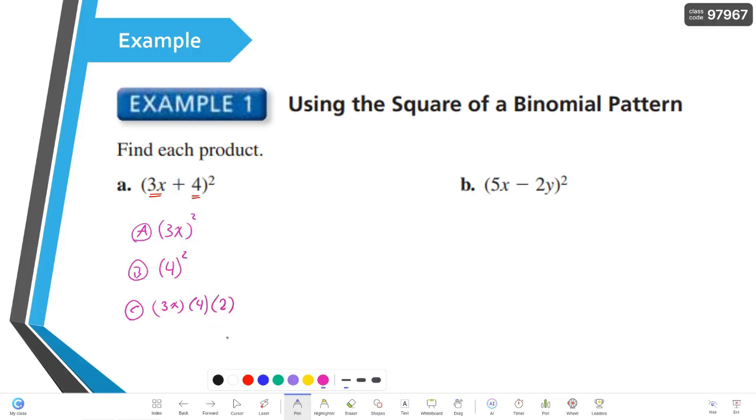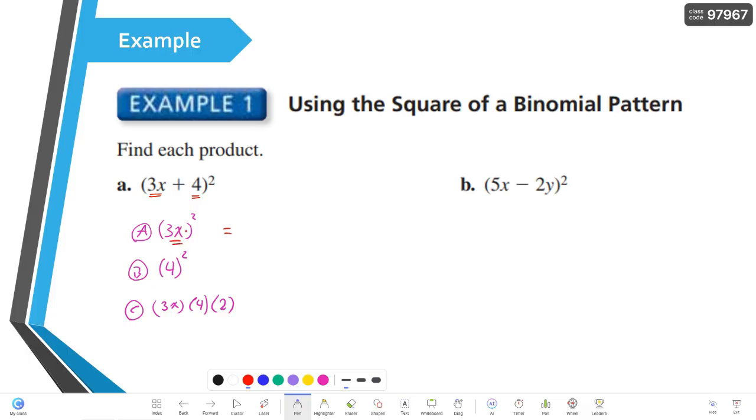Always multiply by 2. One of the common errors or mistakes is that some people forget to multiply by 2, and this gives them a different or wrong answer. So always remember that we need to multiply by 2. So how do we find the answer? We can find the answer easily right now by finding the first term squared.